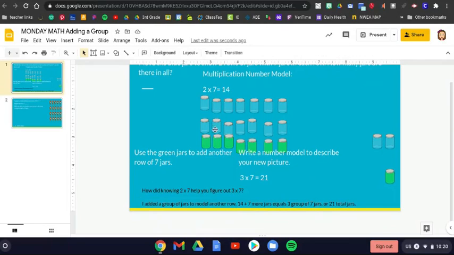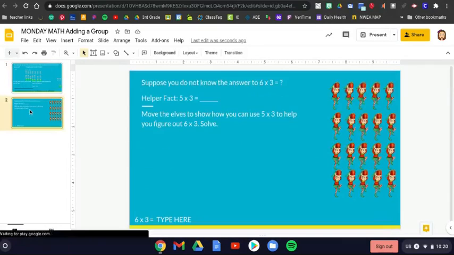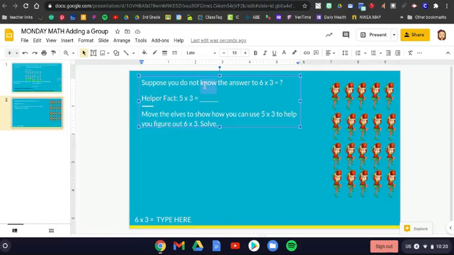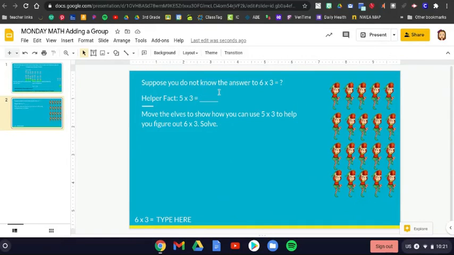You're going to move the jars over. And if you haven't done today's math yet, this might move for you. I'm not sure. And then slide number 2. Suppose you don't know the answer to 6 times 3. Well, the helper fact is 5 times 3. Move the elves to show how you can use 5 times 3 to help you figure out 6 times 3.